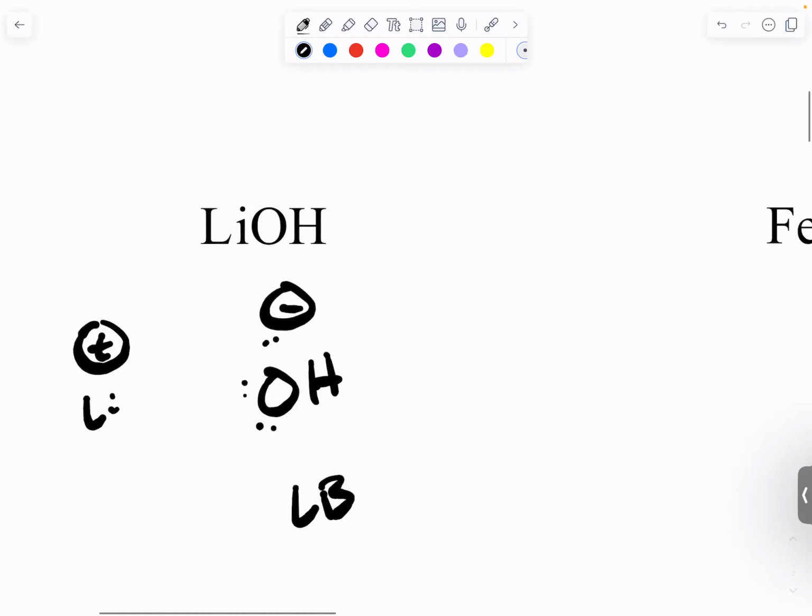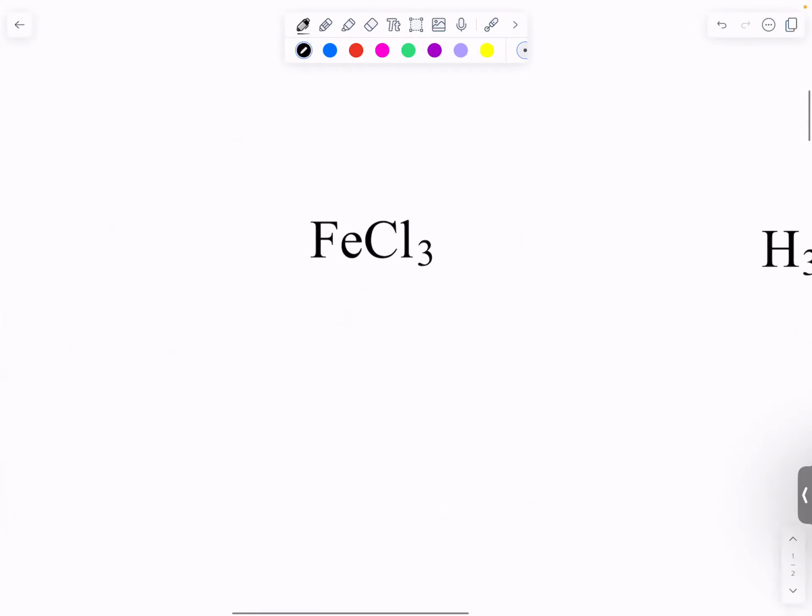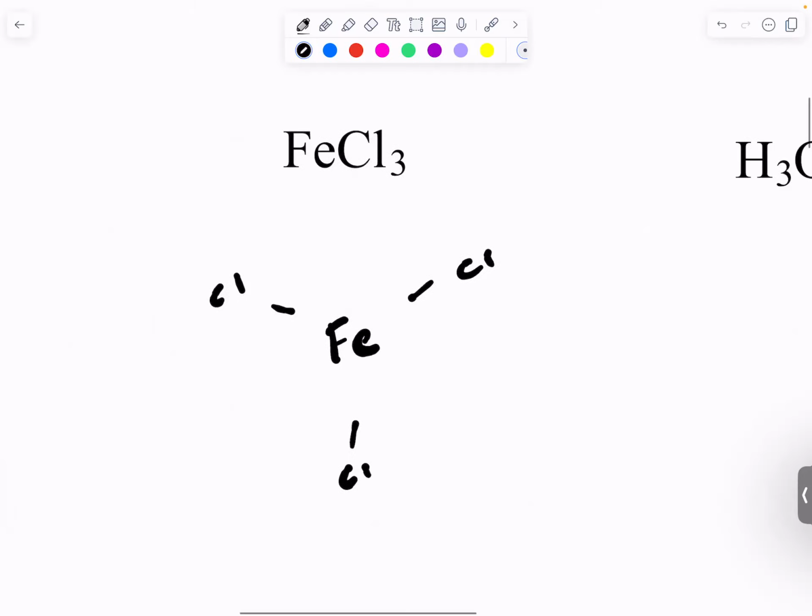Got it. Okay. Because then we have iron, which is a metal, but it's not in the first column. Exactly. So then it'll be FeCl3. And this is one that has a lot of lone pairs because every Cl has 3 pairs.